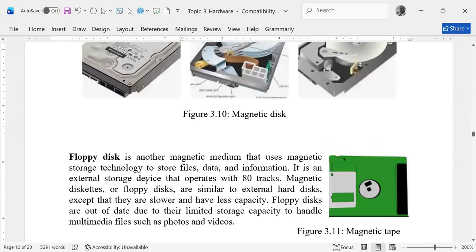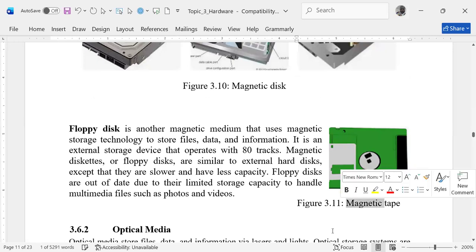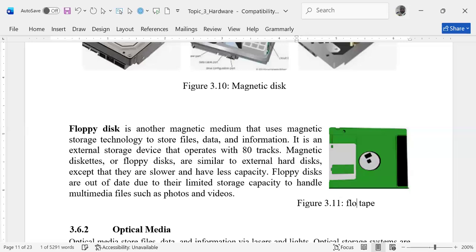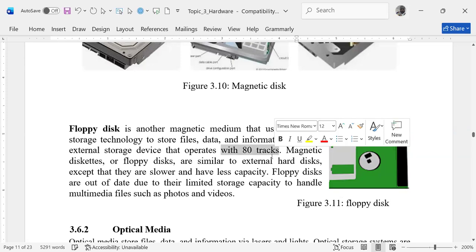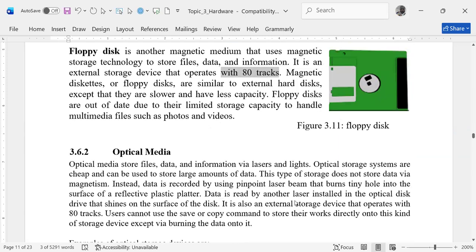Then another one is the floppy disk. This floppy disk is one of the oldest and is still not in use. Another name for the floppy is diskette, and it also consists of 80 tracks. As I said, the maximum space at that time was 1.44 MB, and it cannot be used for today's activities because the space is too limited to handle today's work.